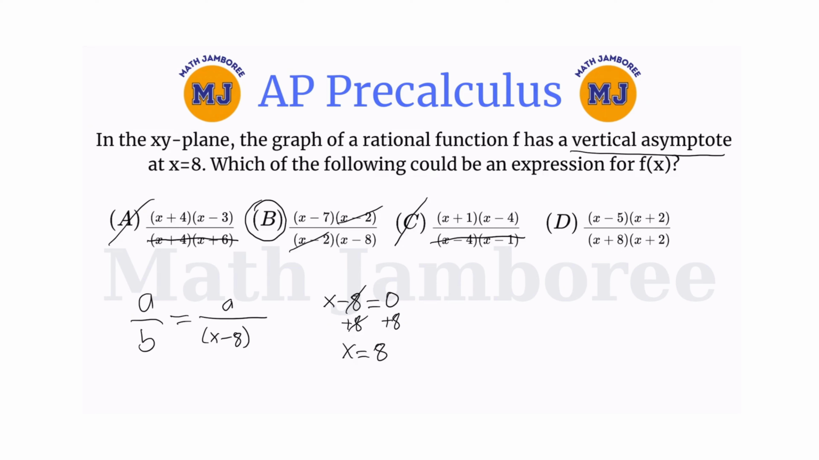We can cancel choice C then. For choice D, look at it. We have x plus 8, not x minus 8. So we can just go ahead and eliminate choice D as well. Again, the final answer is choice B for this specific question. This is how we solve this type of question.